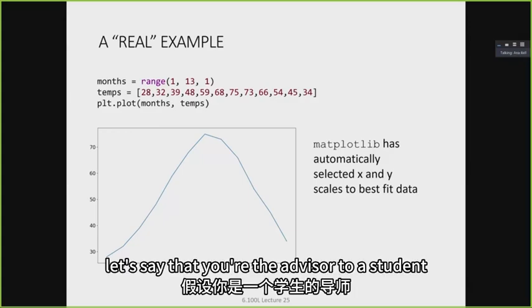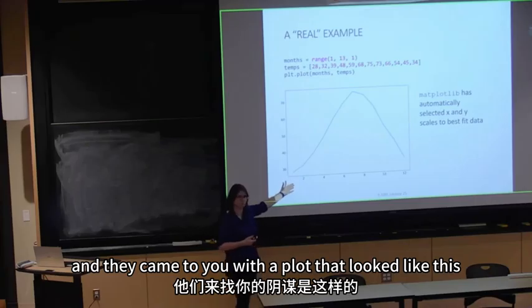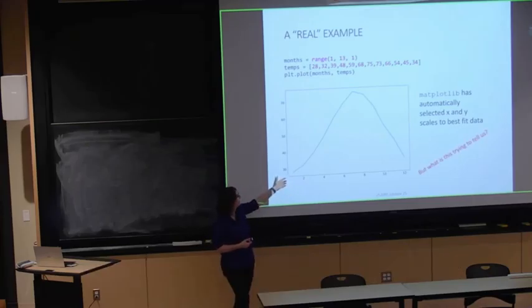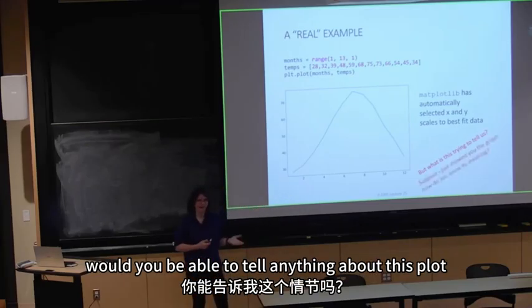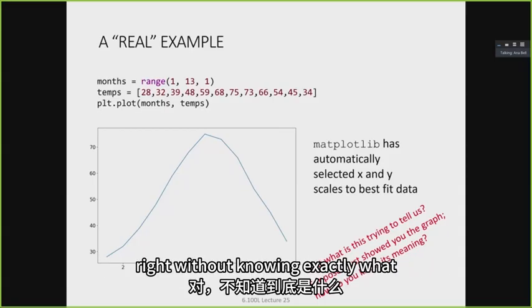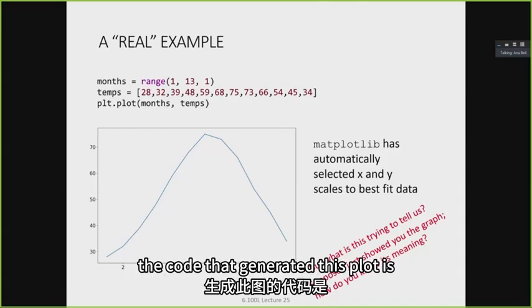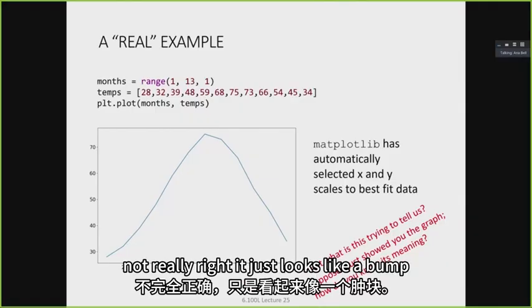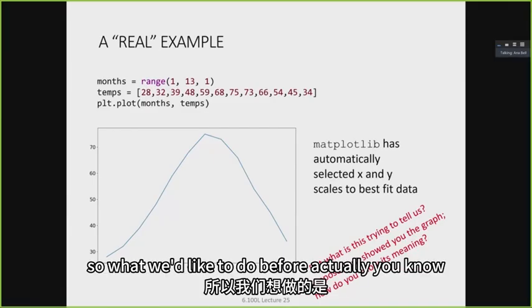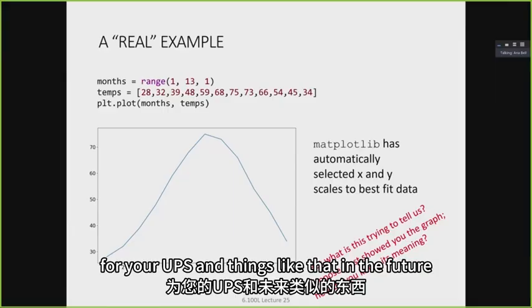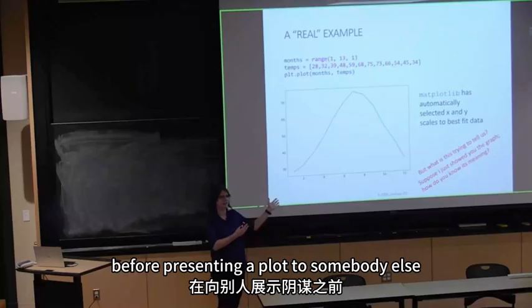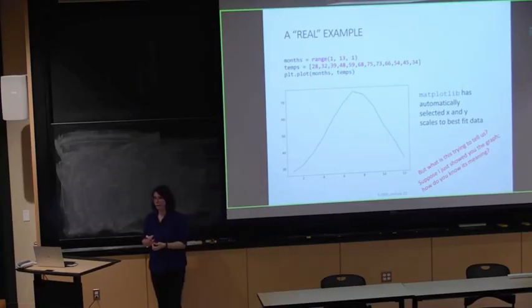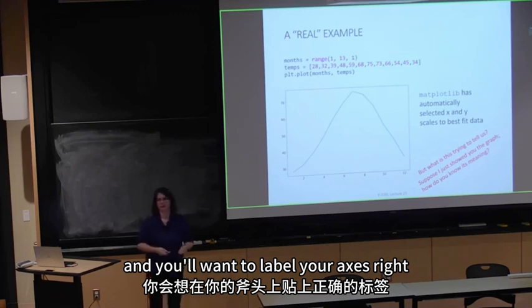But let's say that you're the advisor to a student and they came to you with a plot that looked like this. Would you be able to tell anything about this plot, right, without knowing exactly what the code that generated this plot is? Not really, right? It just looks like a bump. It could be any sort of data. So what we'd like to do, before presenting a plot to somebody else, is add a title, and you'll want to label your axes, right?